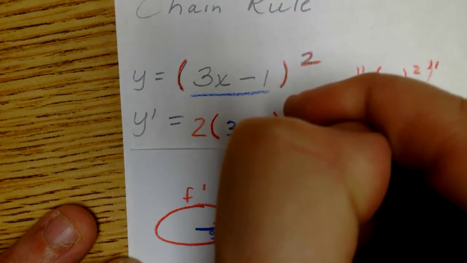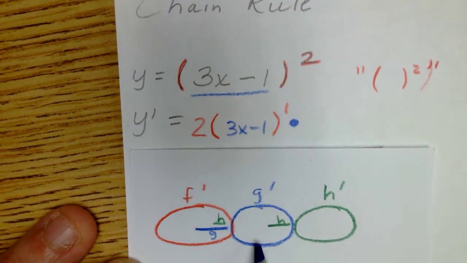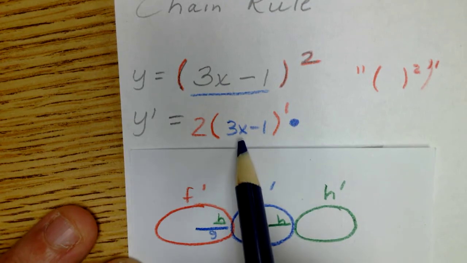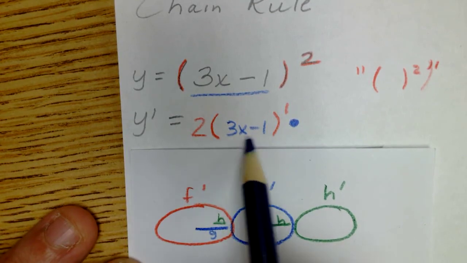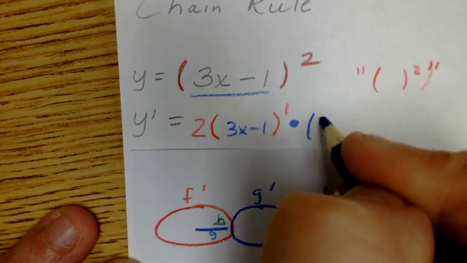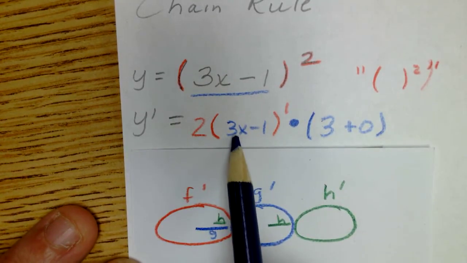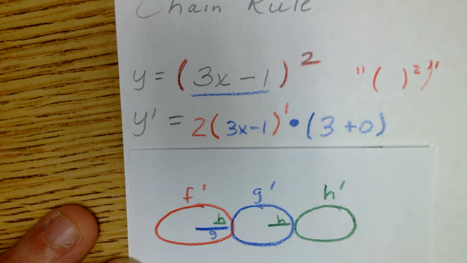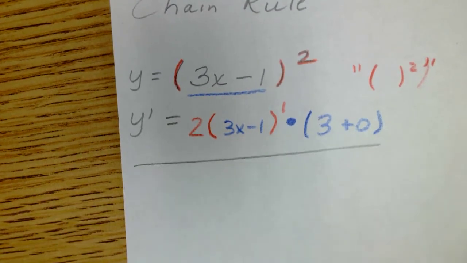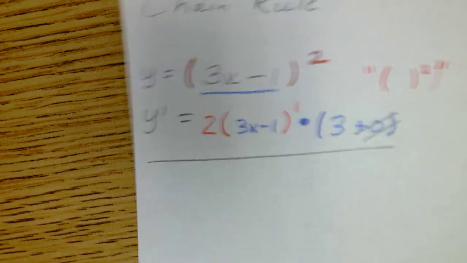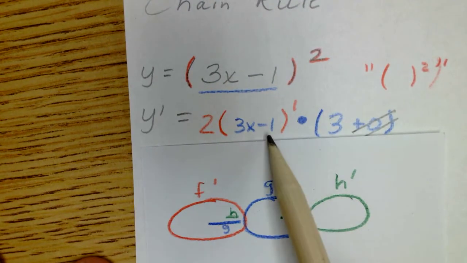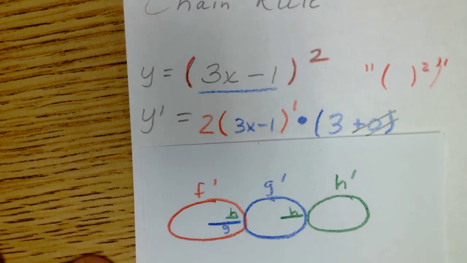But now I need to multiply by the derivative of g. So the derivative of g is simply 3 plus 0, the derivative of 3x and the derivative of negative 1. Okay. Now if I go back to my math, something to note: I don't have any inner function that's green. So I only have a chain made up of 2 links, the red link and the blue link.